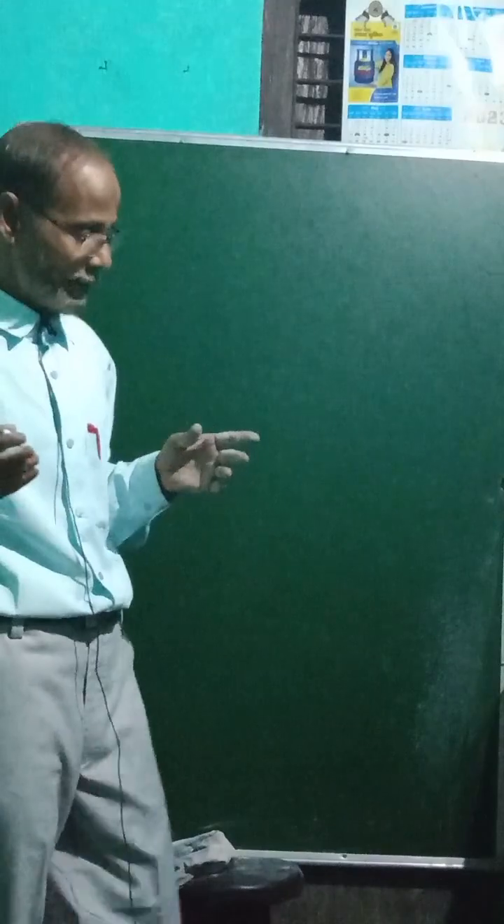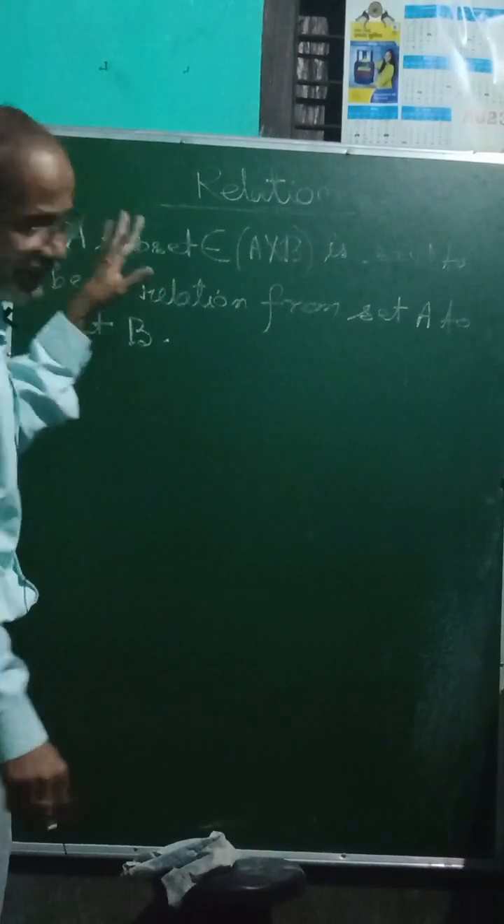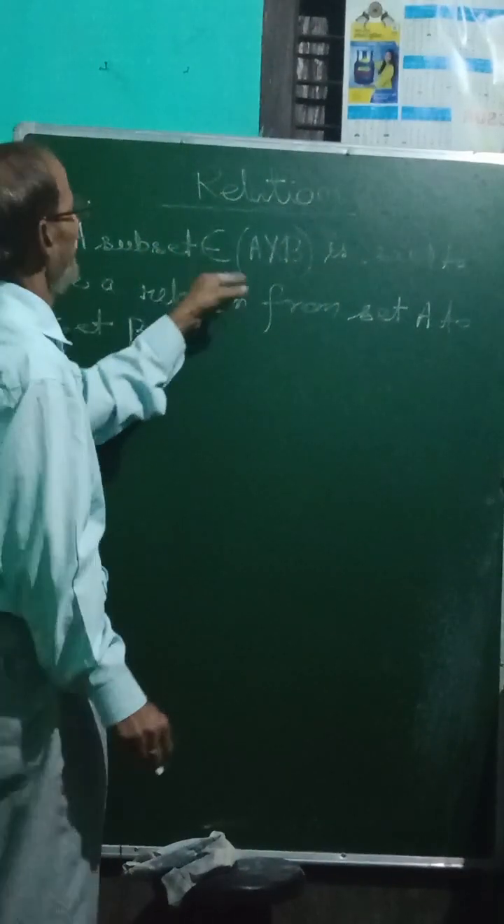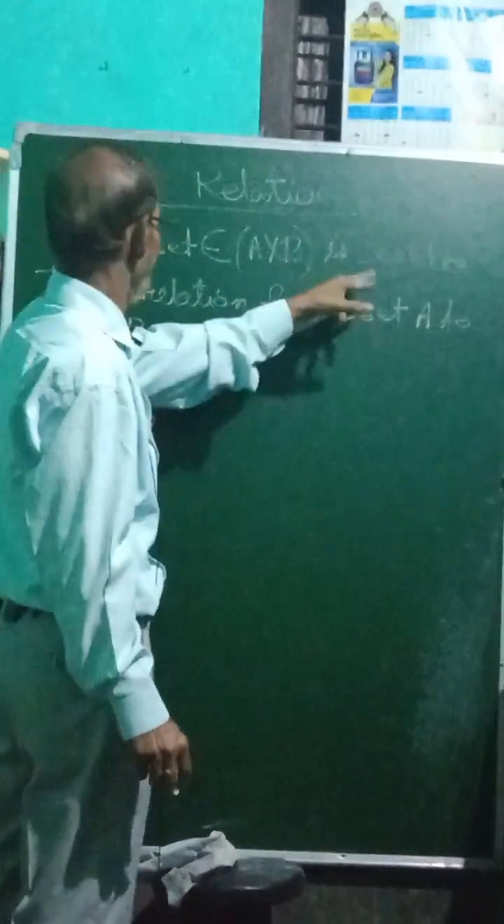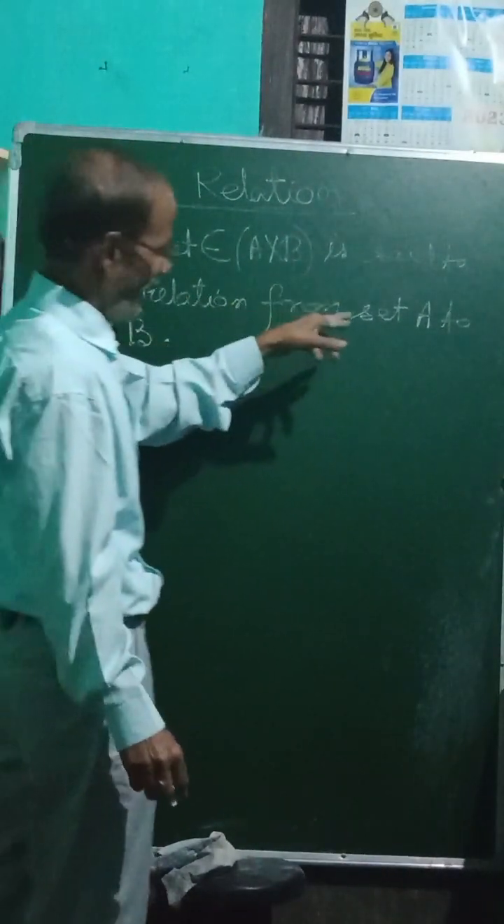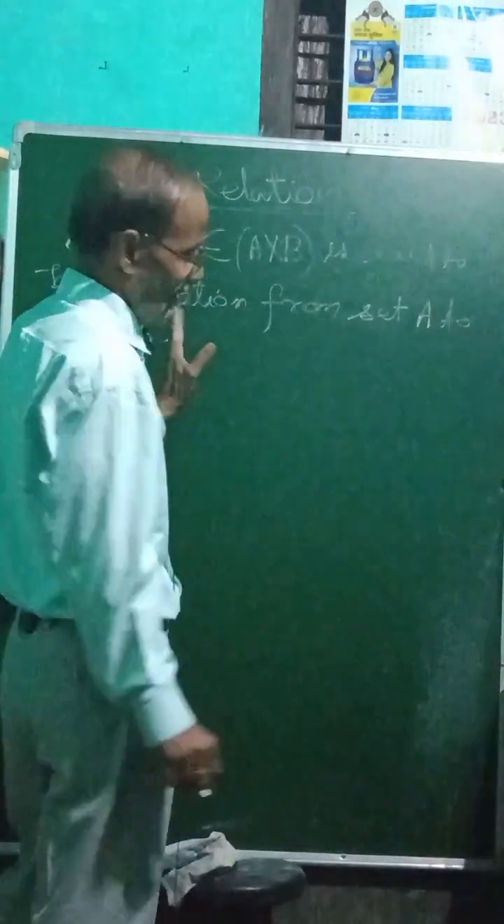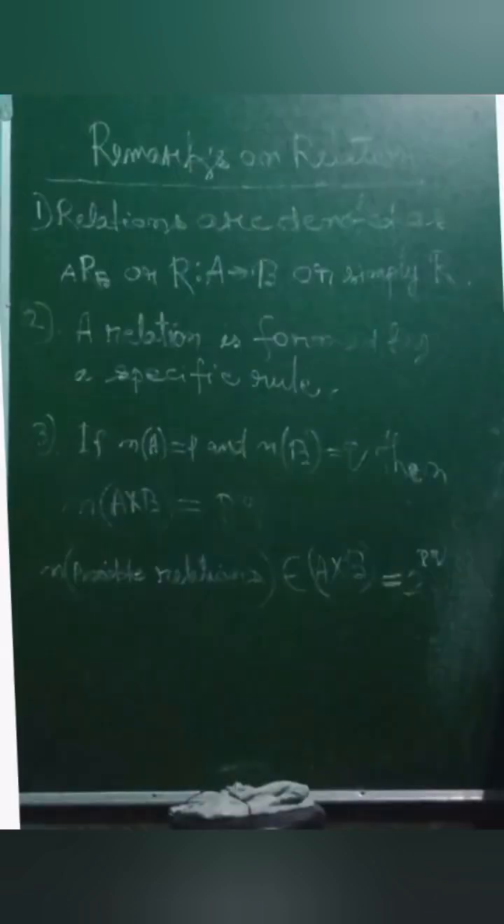Now we shall define the relation. What is the relation actually? This is the definition: any subset that belongs to A cross B is said to be a relation from set A to set B. Since the video is going to be longer, I am stopping here today without taking the important remarks on relations that I thought to cover today itself. Next day I will present a list of printed remarks on relations.